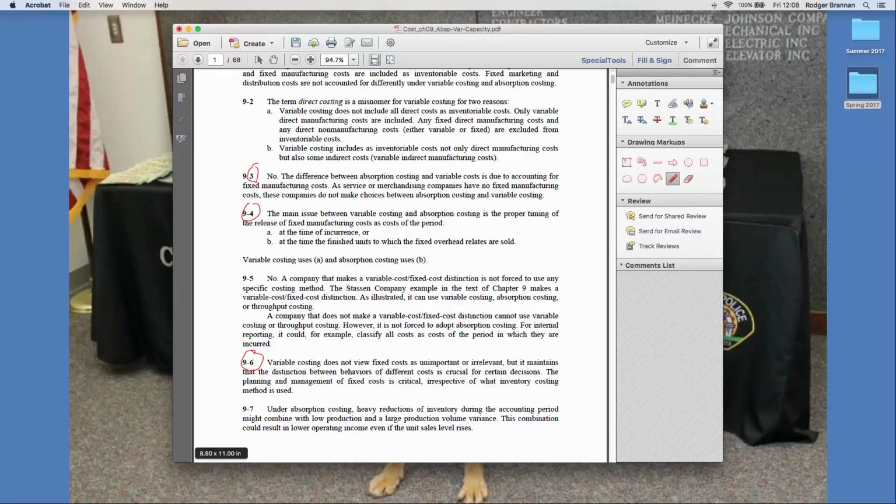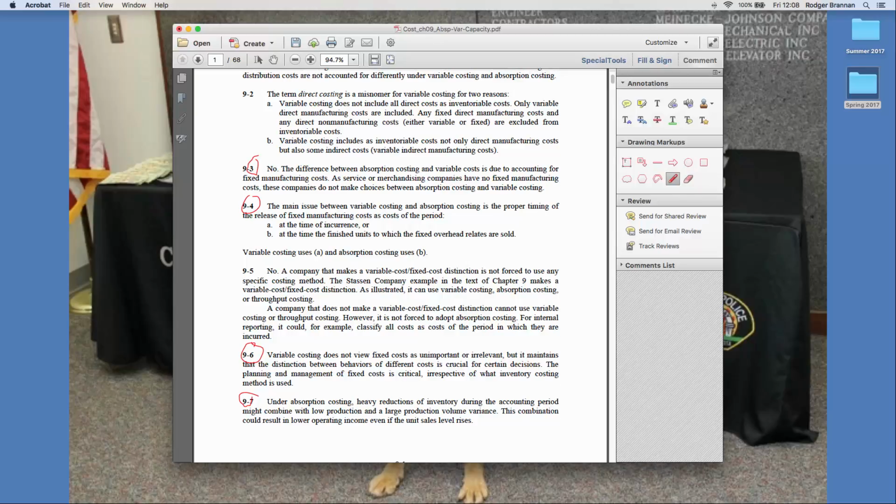All right, number 7 gets at the problem that we have with absorption costing, and that is that in absorption costing, operating income is a function of not only sales, but also changes in inventory. And that really confuses and confounds the problem for management to try to understand what's happening.